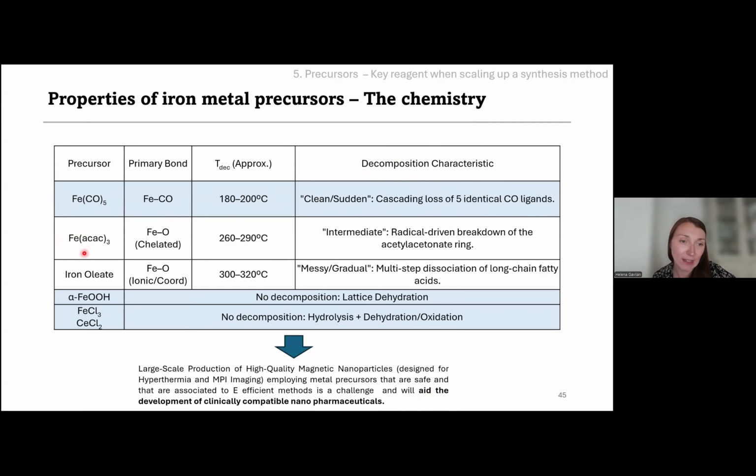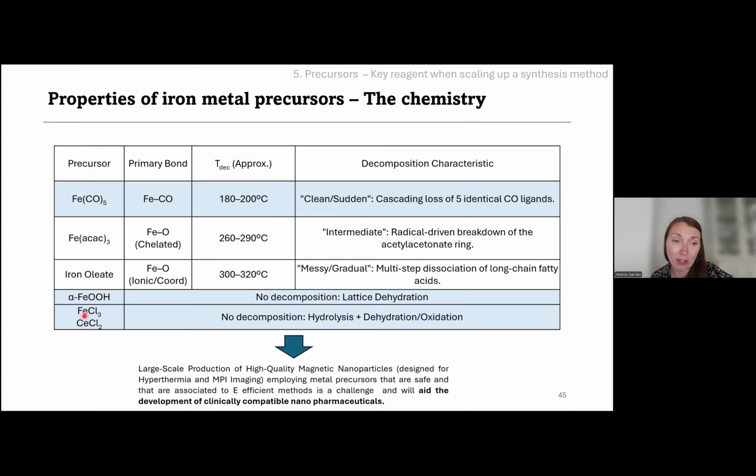But in the case of the acetylacetonate and the iron oleate, we have a chelated or ionic coordination. So it's much more difficult. This is why the decomposition temperatures are higher, okay? And the one of the acetylacetonate is radical driven, so it relies on the breakdown of the acetylacetonate ring. And in the case of the iron oleate, it's a multi-step dissociation of the long chain of the fatty acids. So this tells us that there is plenty of room to improve these methodologies, okay?